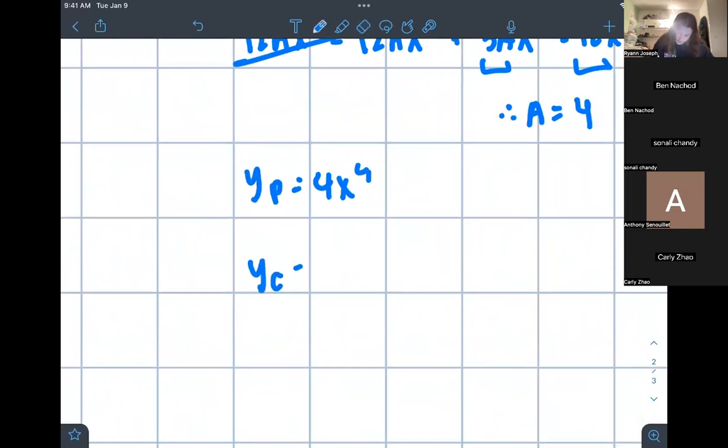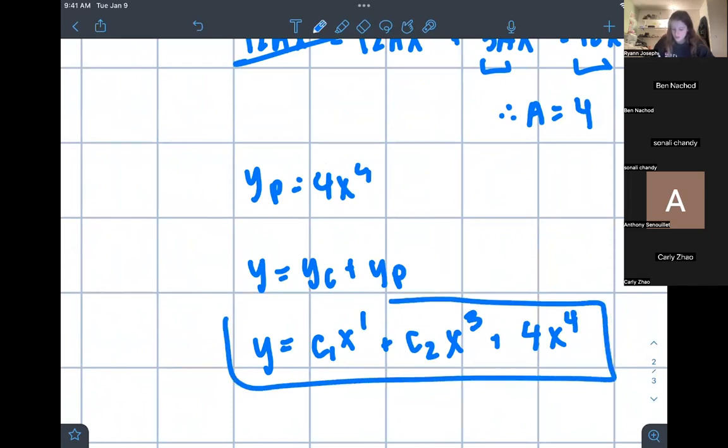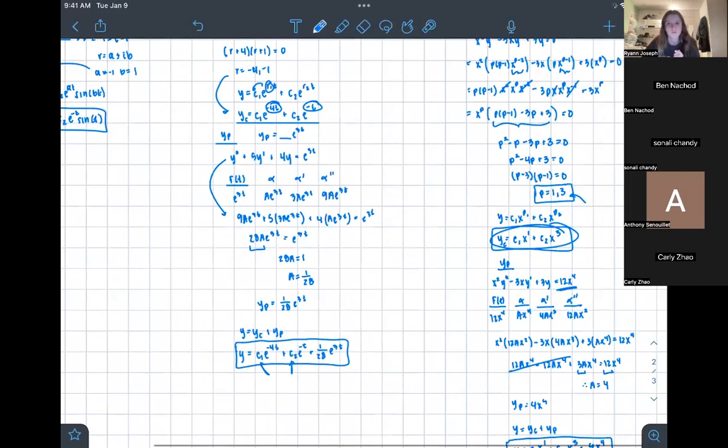Then our final solution is equal to the sum of the complementary and the particular, which is C1 x to the first plus C2 x to the third plus 4x to the fourth. Again, from here is where you would solve the initial value problem. So you'd plug in the initial values and solve for C1 and C2. If it's non-homogeneous, make sure you do it after you solve for the YP. It is not correct if you don't solve for the YP beforehand.